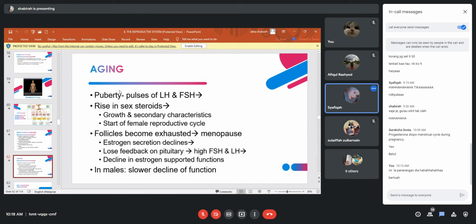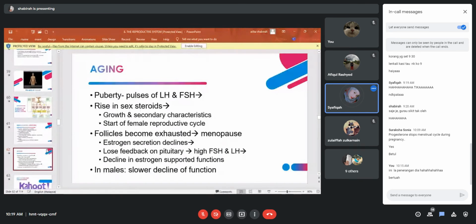For aging, puberty ni dia process of LH and FSH will increase, and then rise in sex steroids, it will growth and secondary characteristic, start of female reproductive cycle, and then follicles become exhausted, called as menopause, estrogen secretion declines, loss feedback on pituitary and high FSH and LH, and it will decline in estrogen supported function. In males, slower decline of function. Okay, so next, Tika.